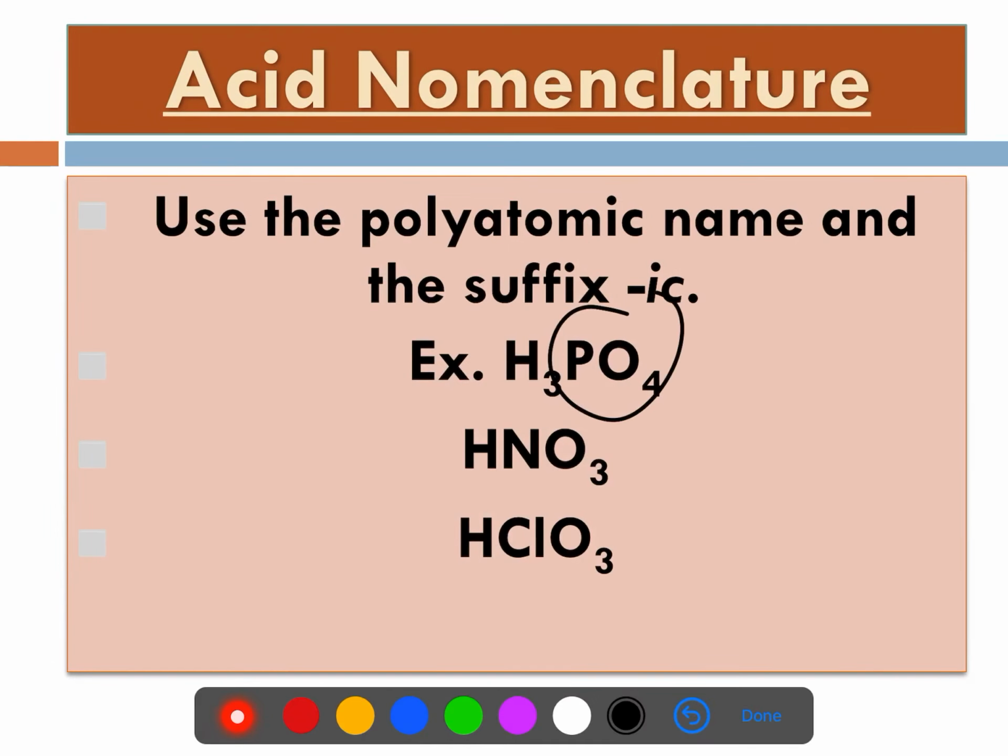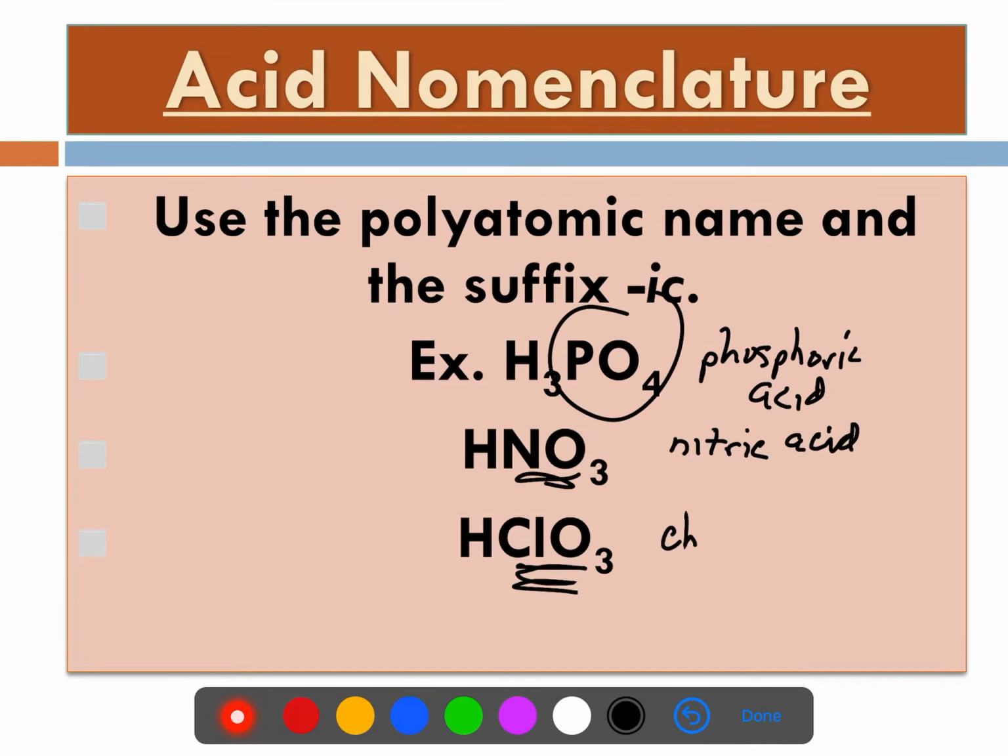If it comes from a polyatomic group, then we take a look at the group from the chart we memorized, and we change the ending from ate to ic. So if it's got phosphate, then we're going to call this phosphoric. Nitric for nitrate. And then I'm going to pause while you do the last one. Okay, we're back. This comes from chlorate, so this is chloric acid. Okay.